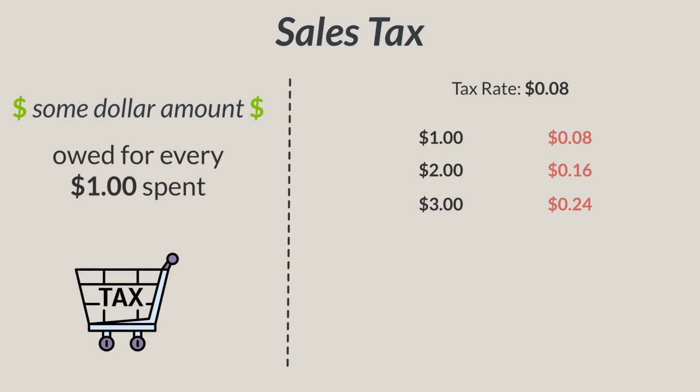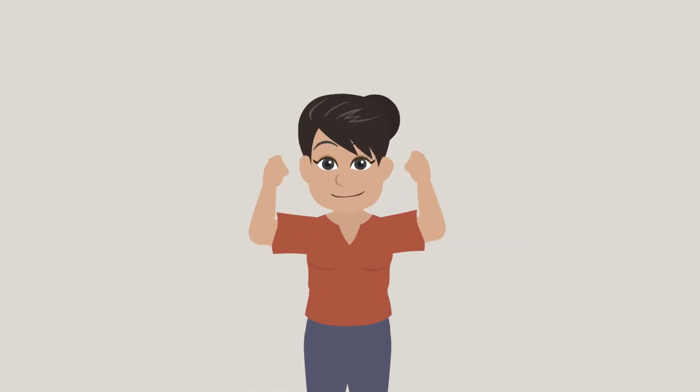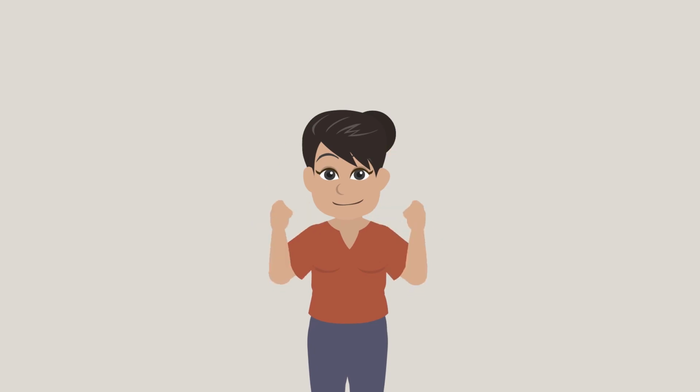And if she bought something for $3.50, she could easily calculate the amount of sales tax due. At 8 cents for every dollar and a sales price of $3.50, she would be paying 8 cents 3.5 times, giving her a total of 28 cents in sales tax due to the government. Claudia felt very comfortable with calculating sales taxes.